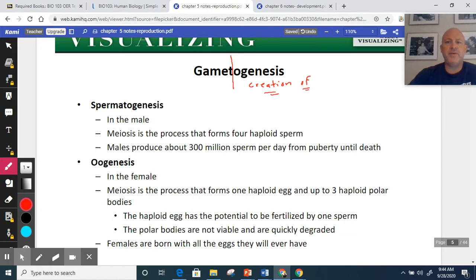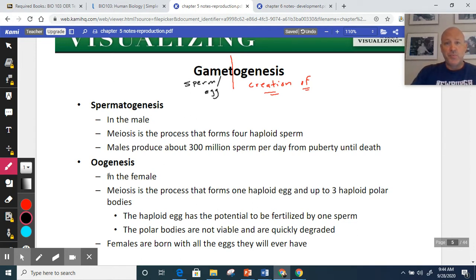Even in the Bible, it means the creation of. That's the first chapter in the Old Testament, right? And of course, gametes are sperm and egg. So this term gametogenesis refers to making or creating sperm cells and egg cells.